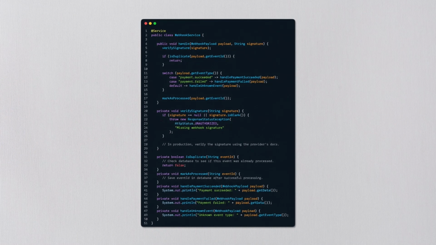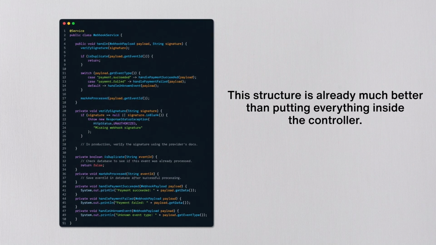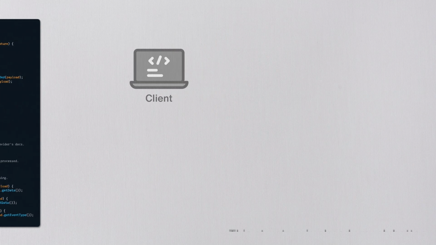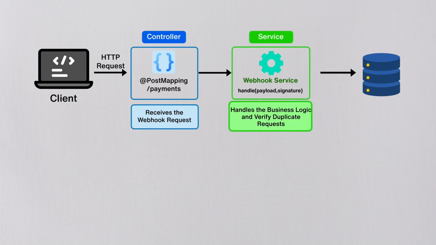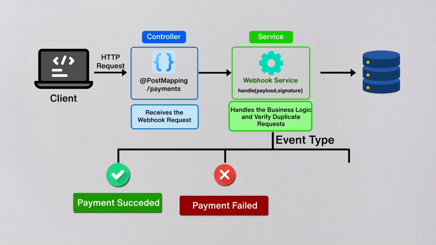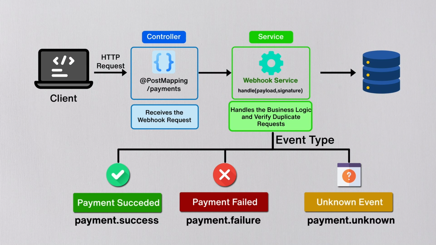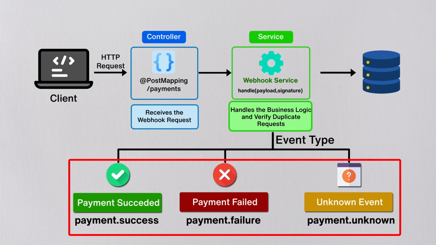Now let's move the real logic into a service. This structure is already much better than putting everything inside a controller. The controller receives the HTTP request, the service handles the business logic, and each event type has its own method. So in our service, we're verifying the signature first, we're making sure that the request is not a duplicate, and we're handling each event separately.